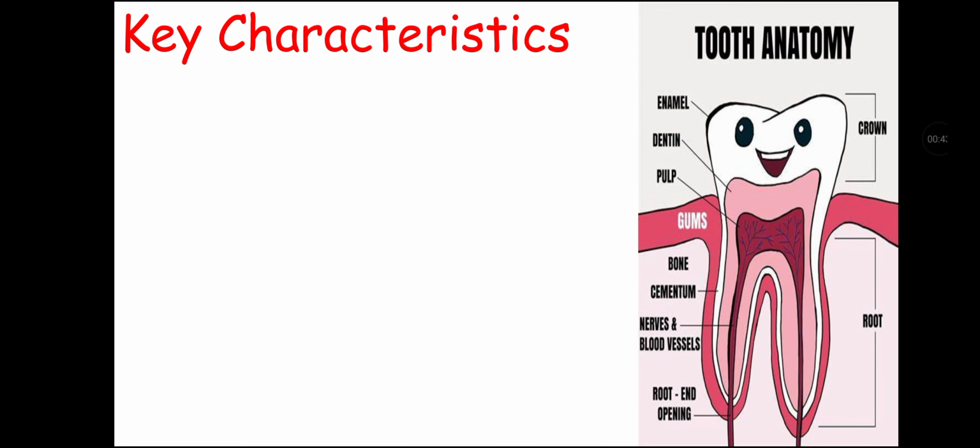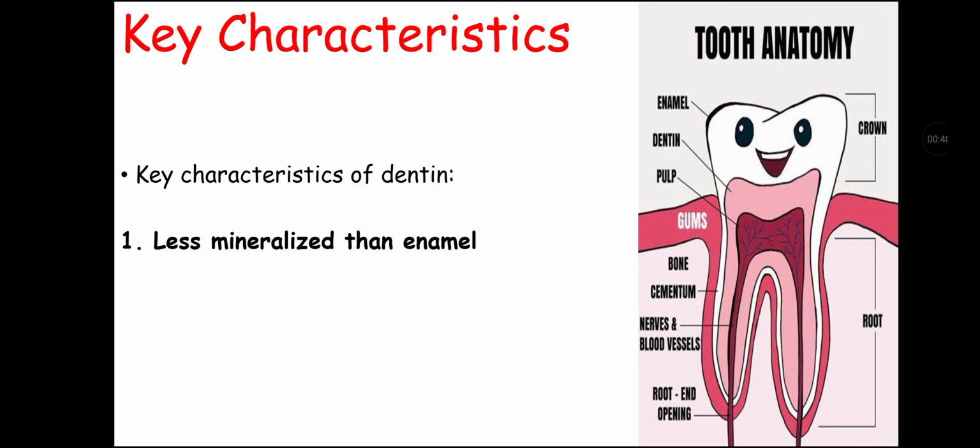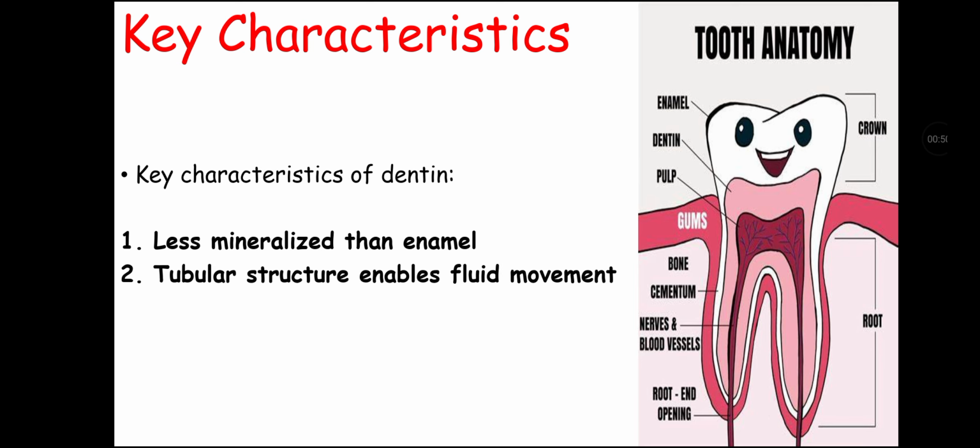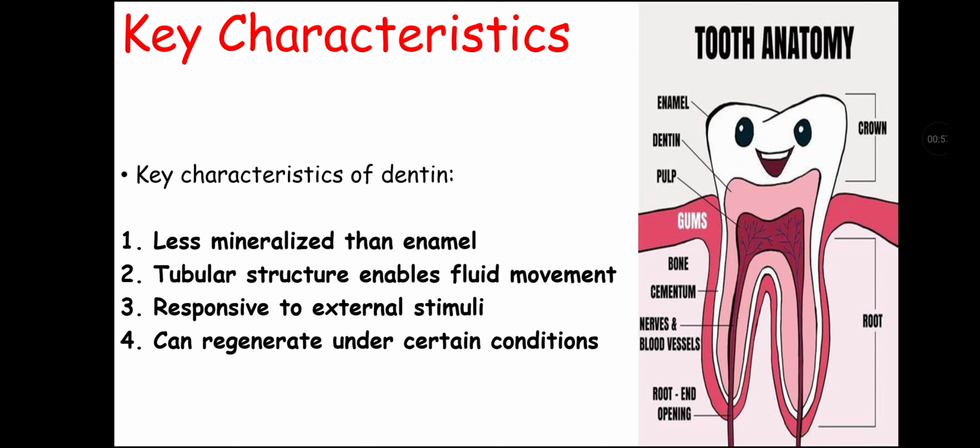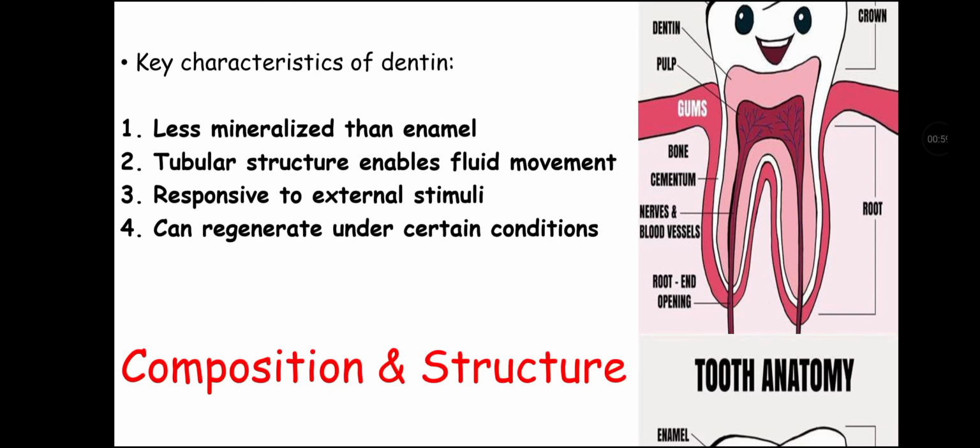Now let's talk about key characteristics of dentin. Key characteristics of dentin include less mineralization than enamel, tubular structure that enable fluid movement, responsiveness to external stimuli, and they can also regenerate under certain conditions.